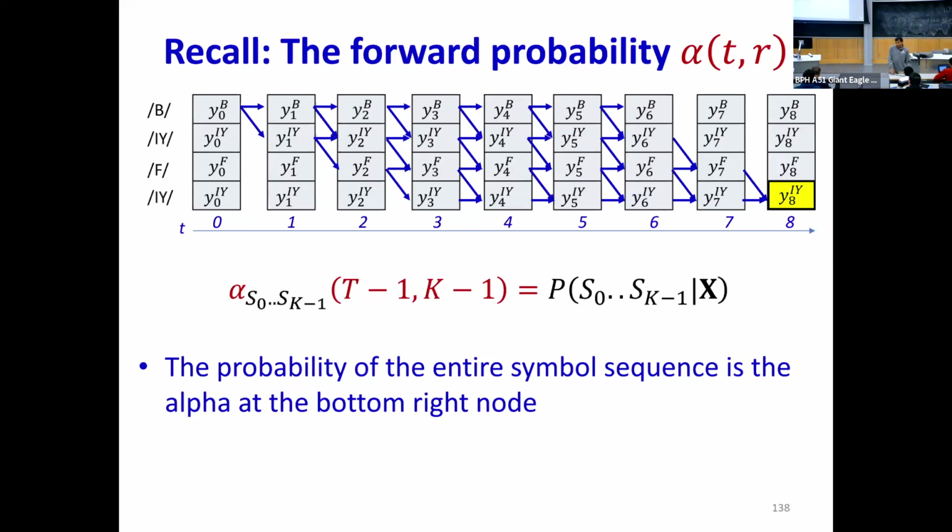I'm going to have to compute the alpha for every possible symbol sequence. How many of those are there? Come on, guys.